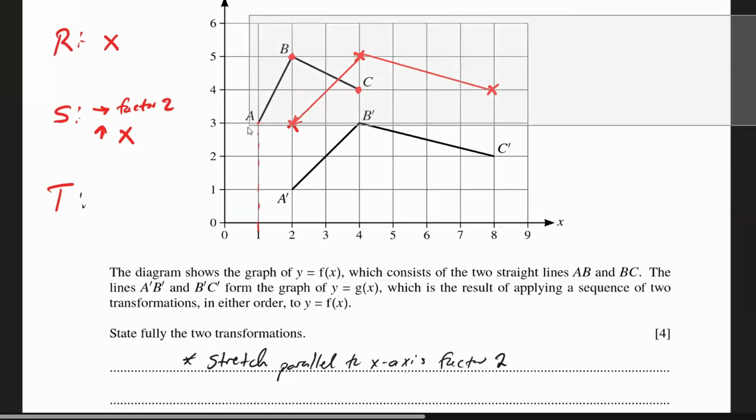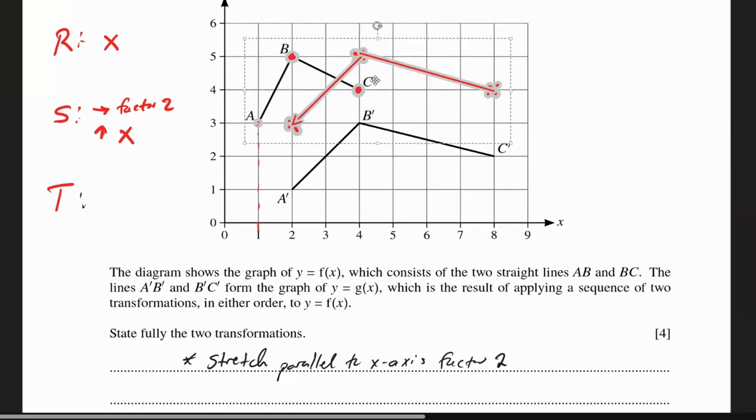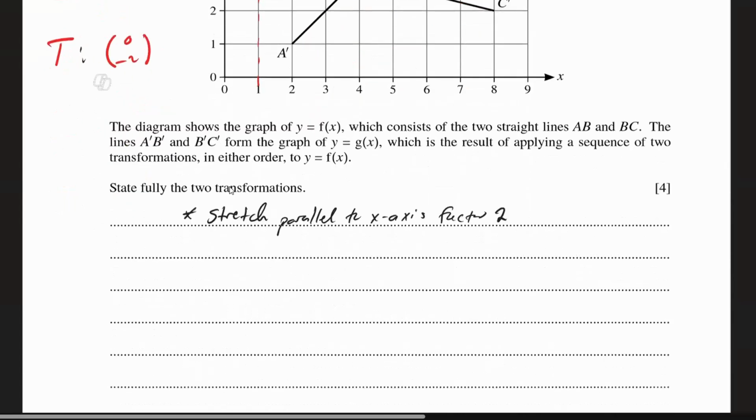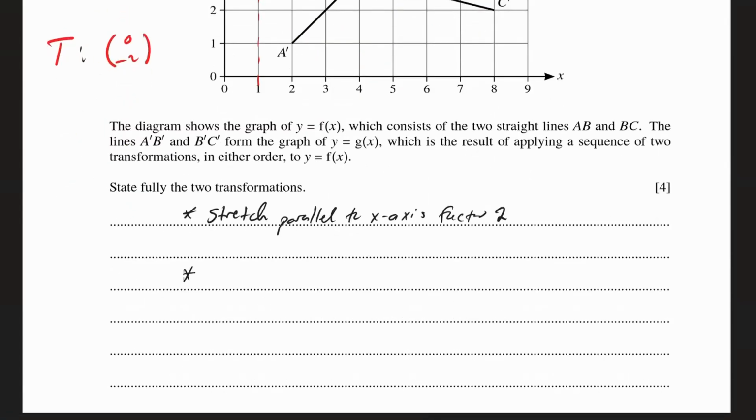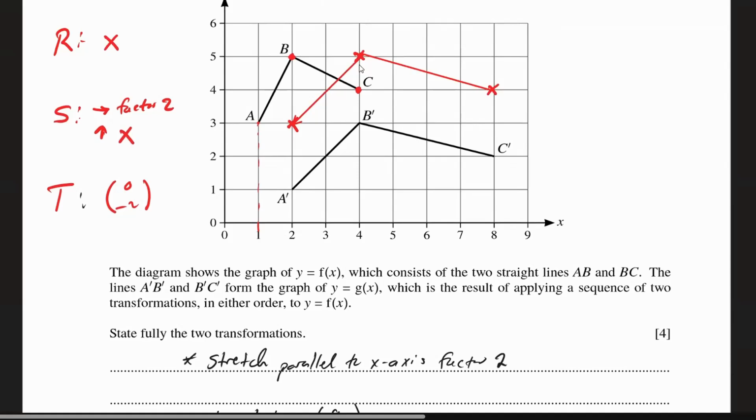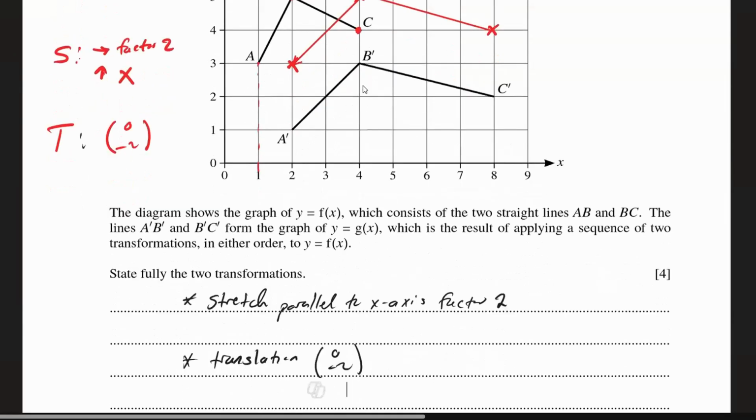And then from here, we can translate it downwards, right? And it goes to where it now is. So basically, the next transformation is a translation, where the graph goes down by 2 units. So (0, -2), right? All right, so that's the second transformation, which is a translation (0, -2). So these are the two transformations that happen here.